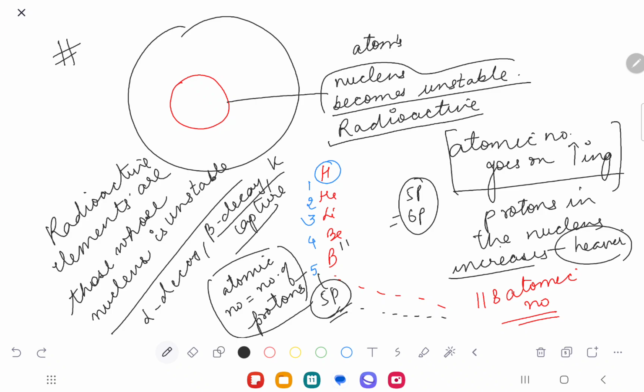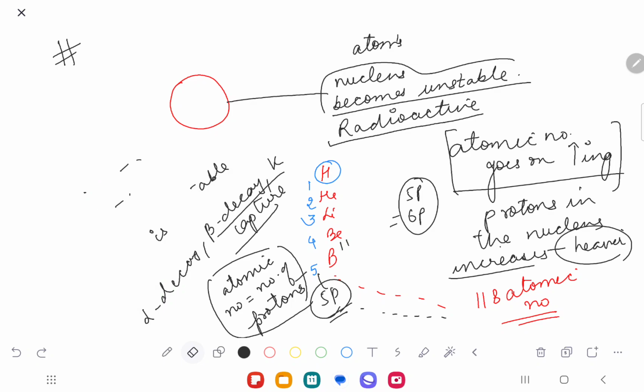Are you understanding my point? So, what is every element doing? You tell me. Every element is going to stabilize or wants to stabilize its nucleus. So now we're going to understand. One is alpha decay.